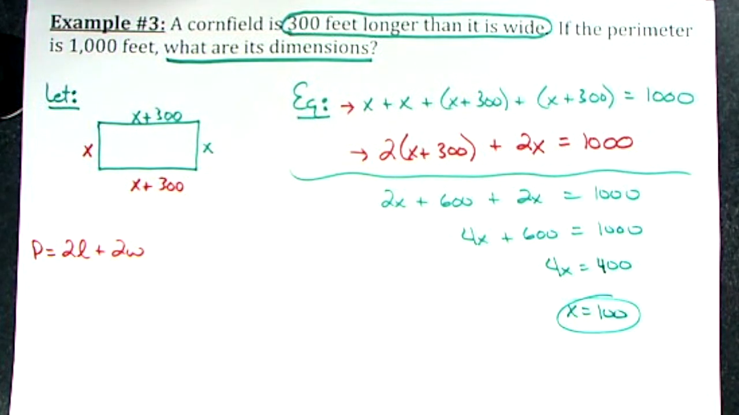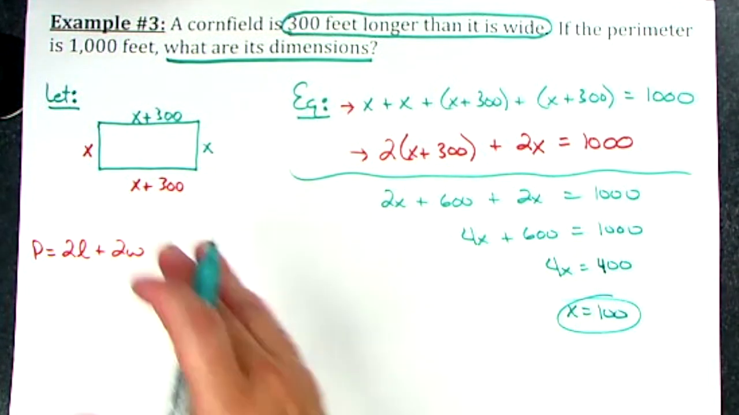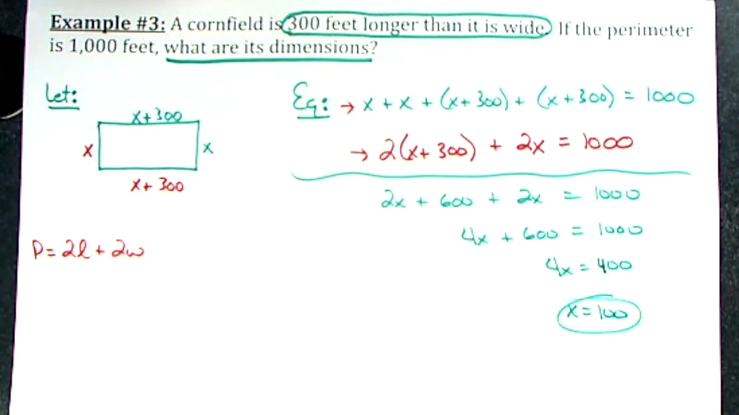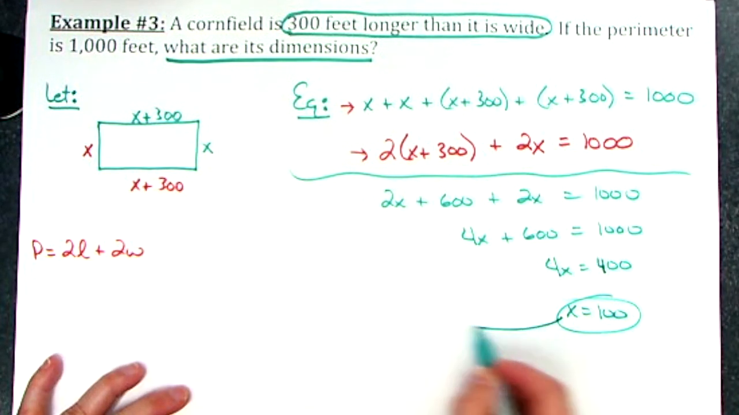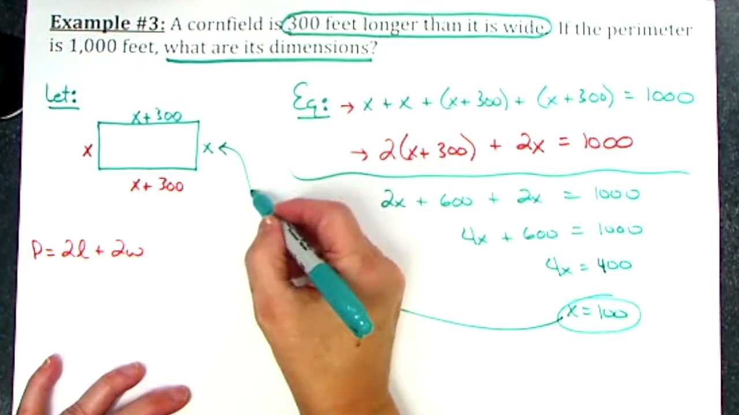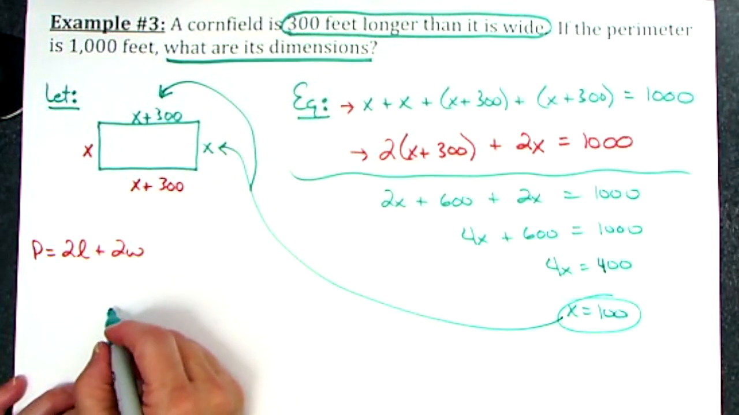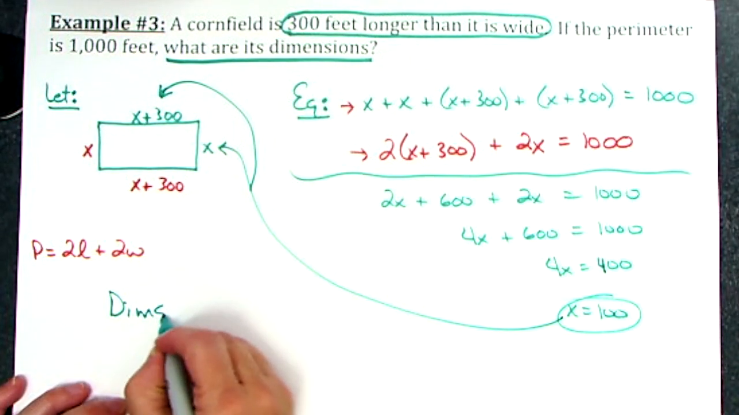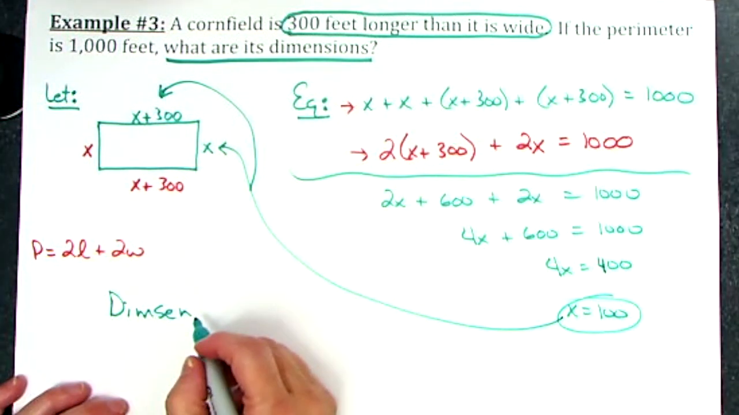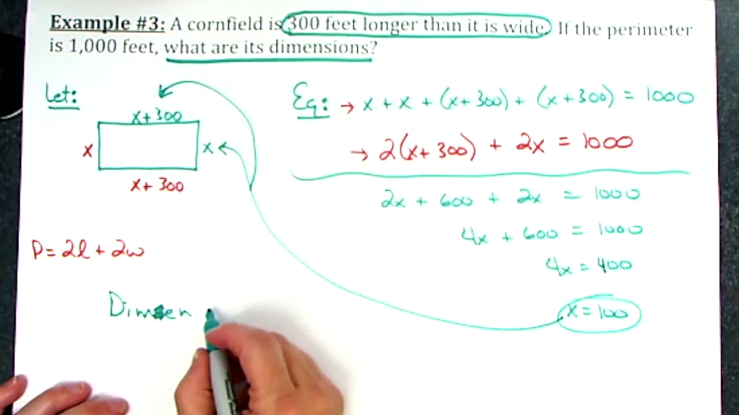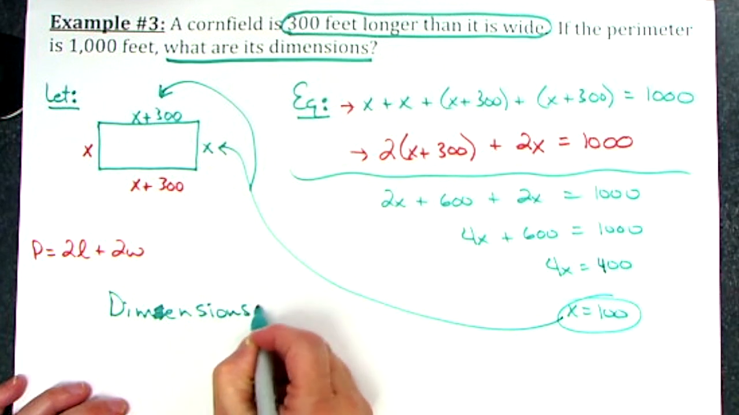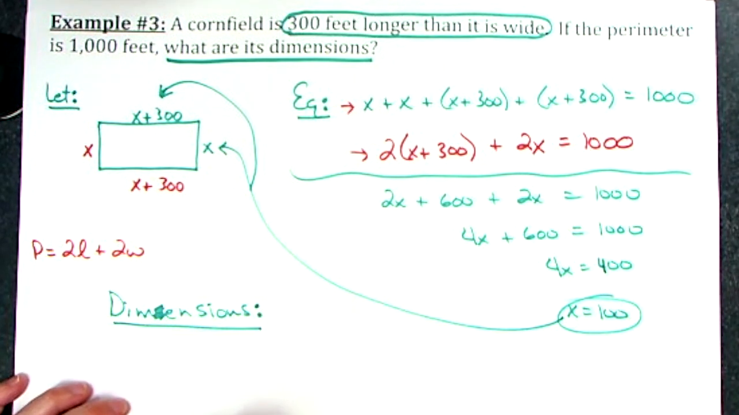Okay. So yes, X equals 100 is the answer to that, but it's not really the answer to the question because the question says, what are the dimensions? I need 2 of them. This is the width, and then I'm going to take it and plug it into the length as well. So I would probably write the overall answer as, okay, here's my dimensions. Can't spell dimensions. So it's going to be 100 feet by 400 feet.